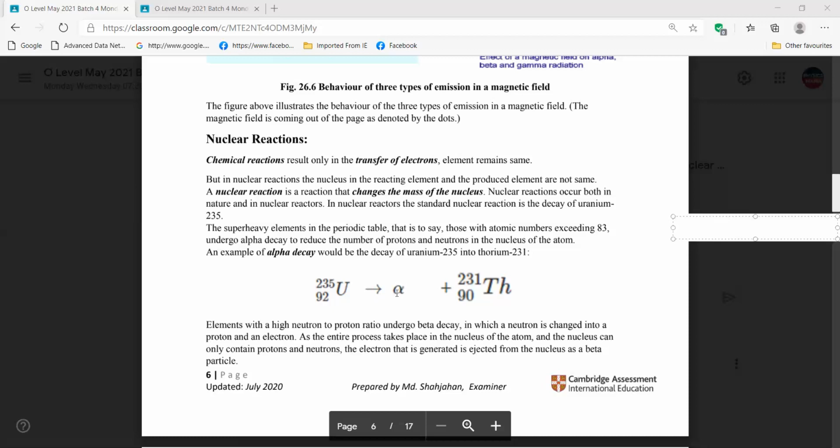Is there alpha, right? Yes, sir, alpha. In the bottom part, left side, you write 2, and the top part, left side, you write 4. That's it. Alpha has 2 protons and 2 neutrons, right?